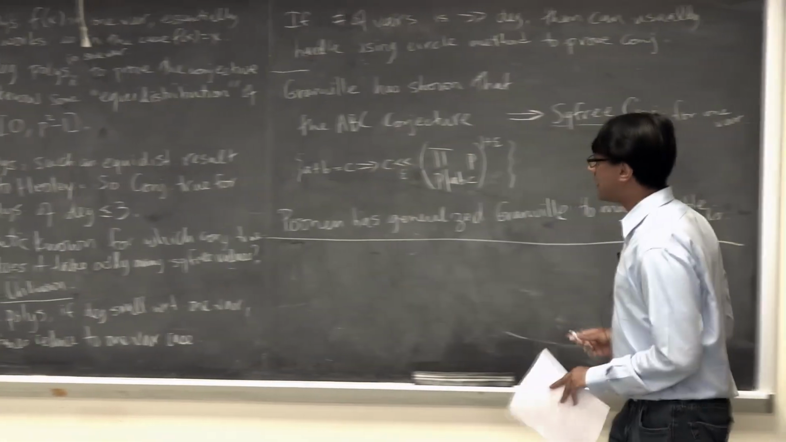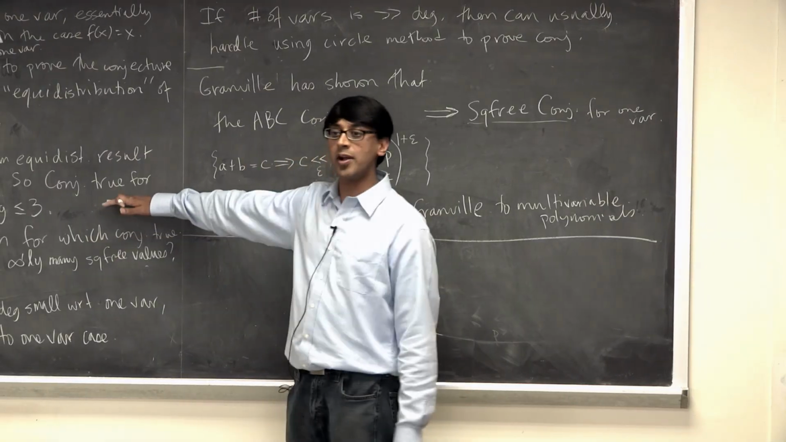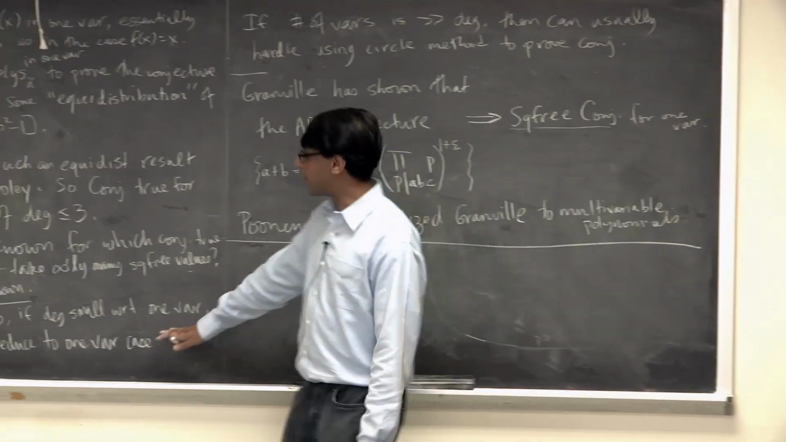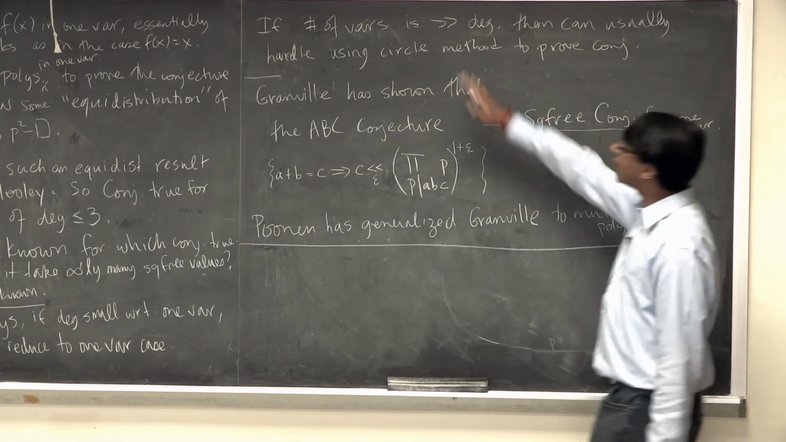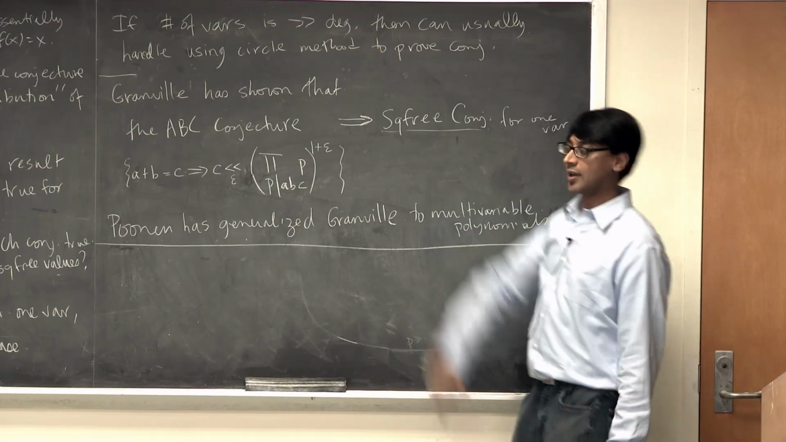Okay, but without ABC, basically we know for one variable polynomials of degree less than or equal to 3. We know multivariable polynomials where it's small degree and at least one variable, or we know the case where the number of variables is much larger than the degree, in which case you can use the circle method.